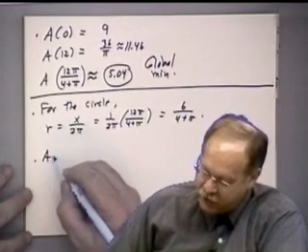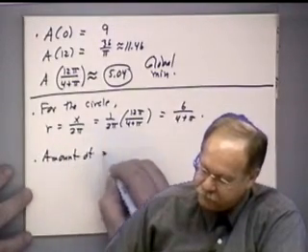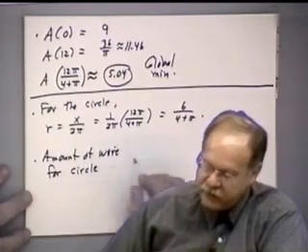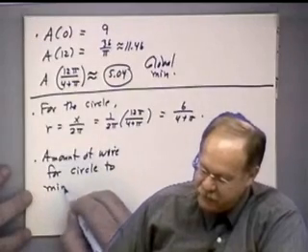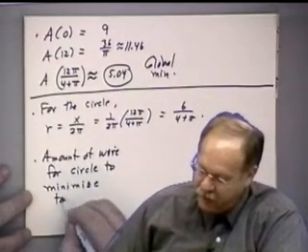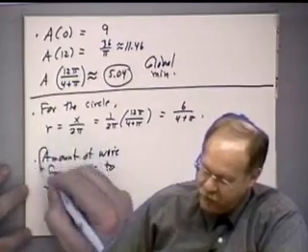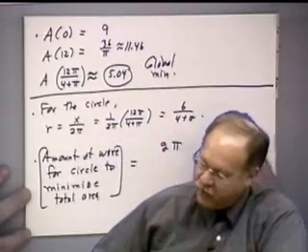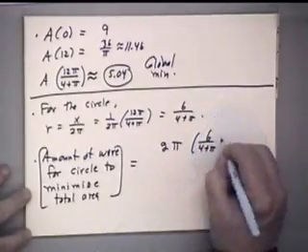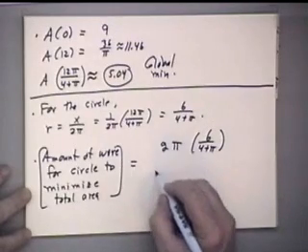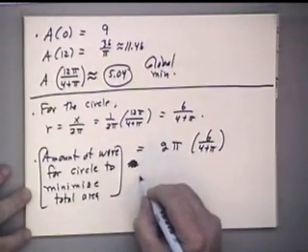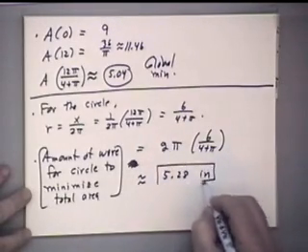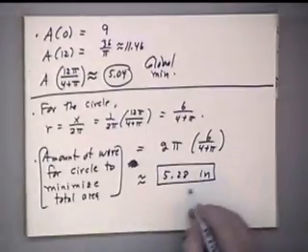And so I can now answer the question: the amount of wire for the circle, to form the circle if bent, in order to minimize the total area of the two different figures, is equal to 2 pi times r. Here's r. That's 6 over (4 plus pi). And that, I'll put up here and approximate it as approximately 5.28 inches. So that answers the question of how much wire would be used.